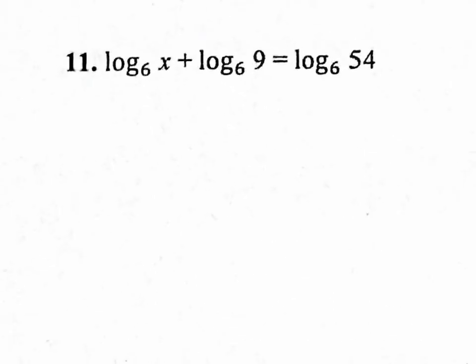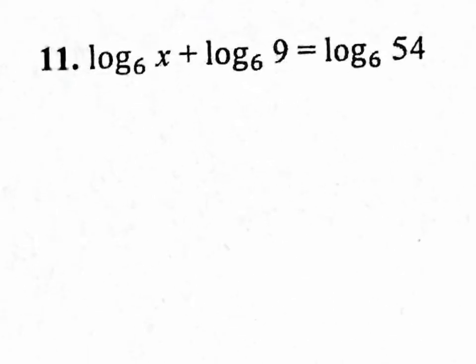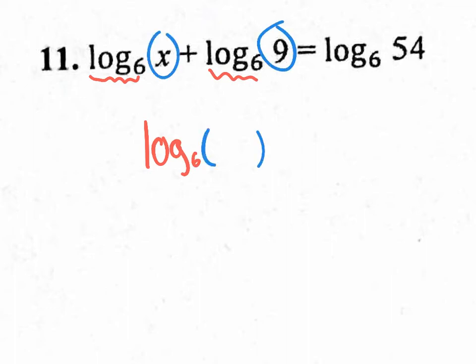Which one? 11? Why not? 11. What property are we going to use to condense? The product. So we're going to take this log base 6 and that log base 6, we're going to put it together as one single log base 6, but it's of this guy times this guy. So x times 9 is simply 9x. And of course it's equal to log base 6 of 54.